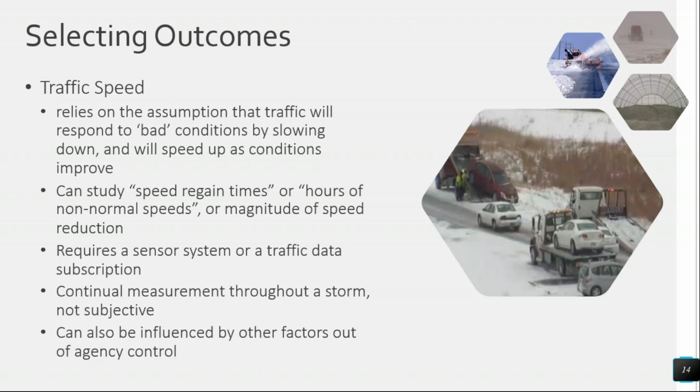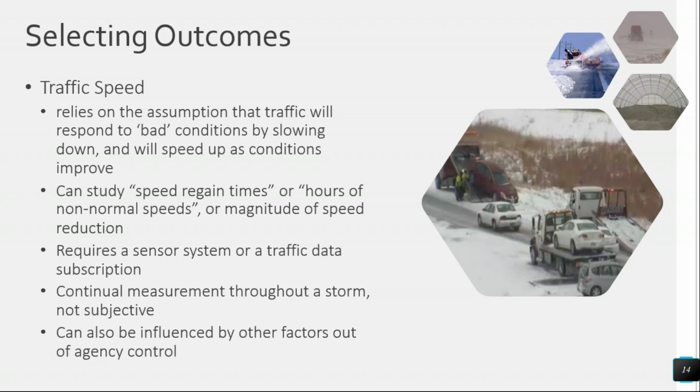So in traffic speed, you can study the regain time, you know, how long it takes for that speed to return to normal. You can study hours of non-normal speeds throughout the storm. You can study the magnitude of that speed reduction. And so there's a lot of different things that you can do with it because it is a continual variable a lot of times when you get traffic speed. But it does require a sensor system or that you have access to a reliable traffic data subscription that is populated enough that it works in all hours and even during storms when a lot of times, at least around here, sometimes people actually stay home.